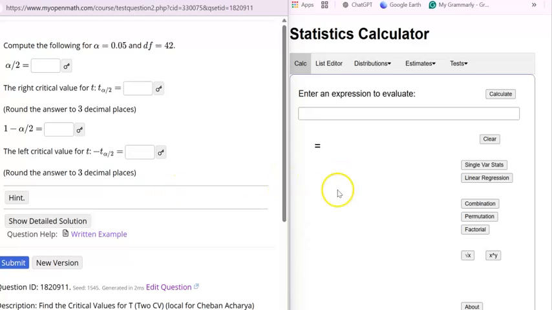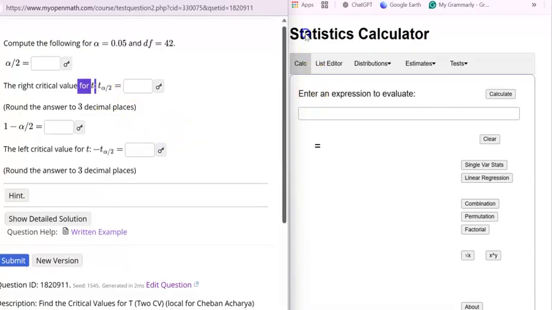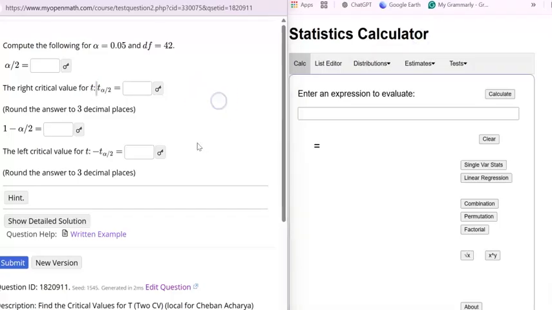Hello, in this video, I'll show you how to find the critical value for t when you estimate population mean using statistics calculator, online calculator. To find the critical value when you estimate population mean, you need two things. One, you need the area, and the other one is degree of freedom, which we call DF.